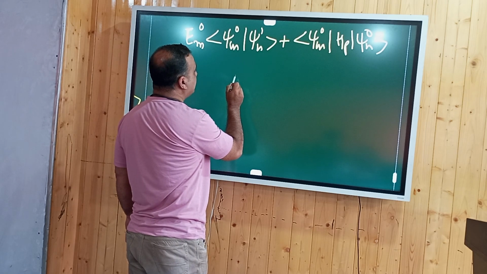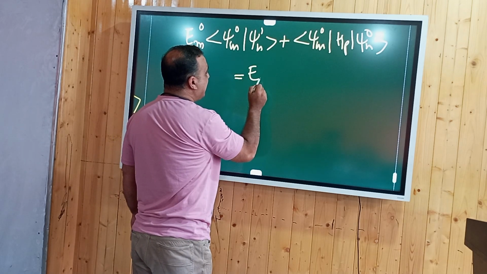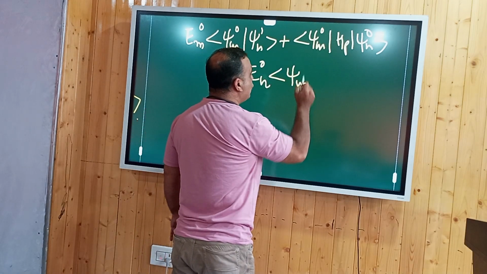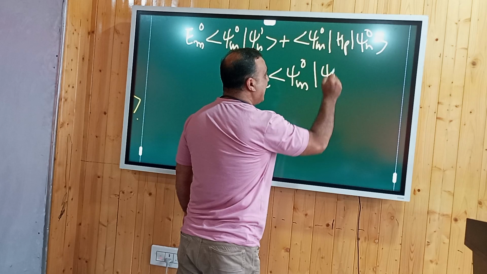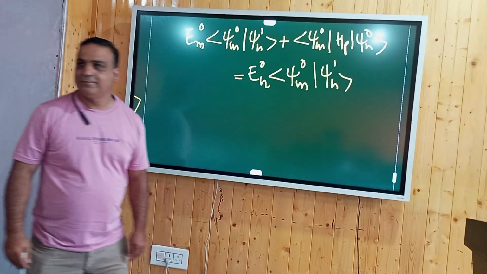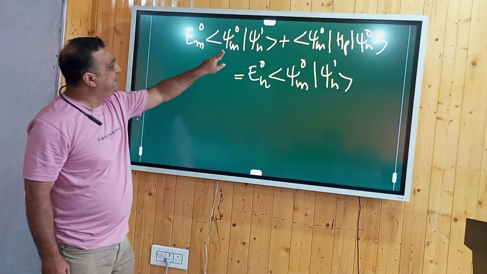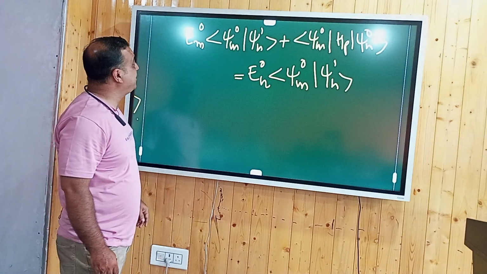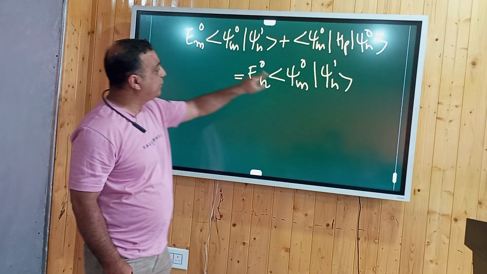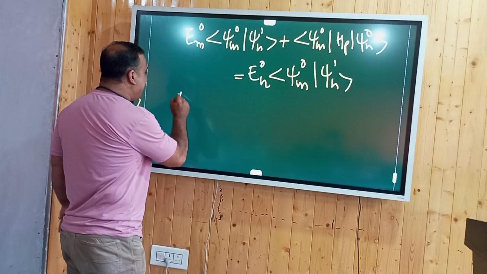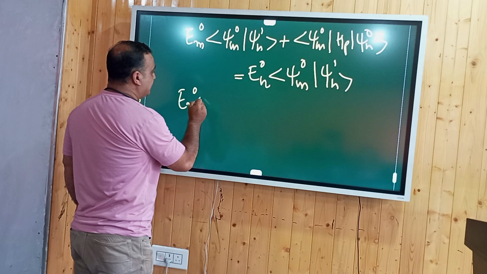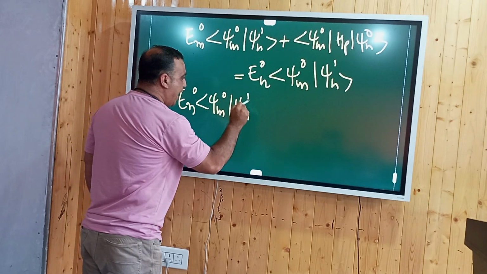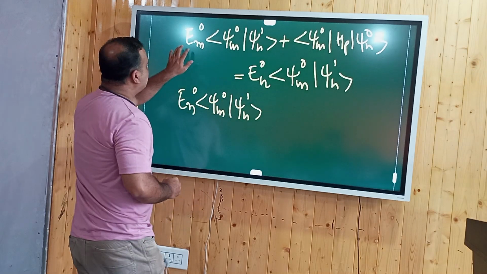Okay, what will be the third term? This is equal to E_m^0 <ψ_m^0|ψ_m^1> plus 0. See, these two are common, right? This is the same inner product. What can I do? I can take this on the right hand side, so I will have E_m^0 <ψ_m^0|ψ_m^1>. Okay, this is there.